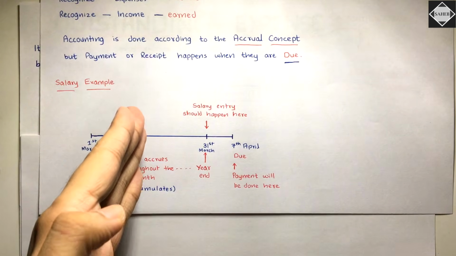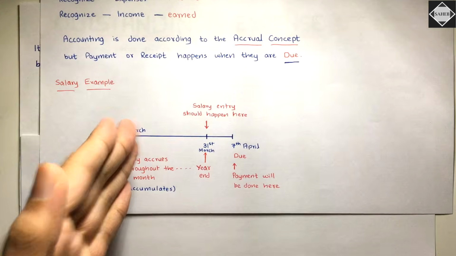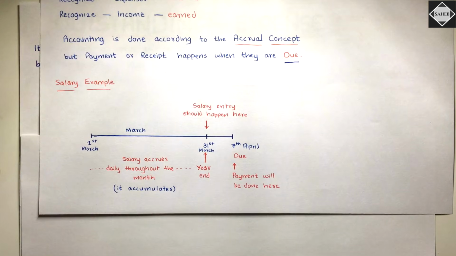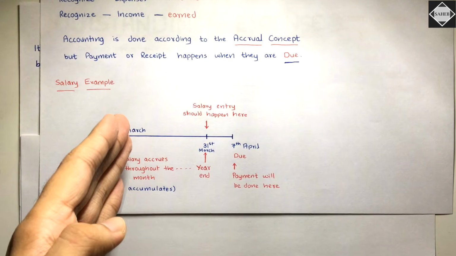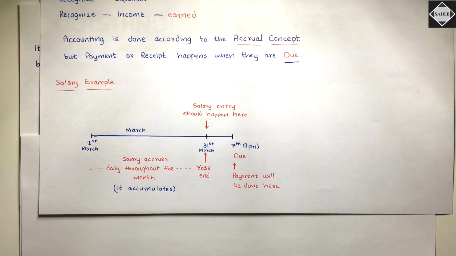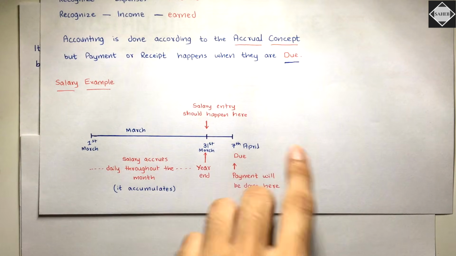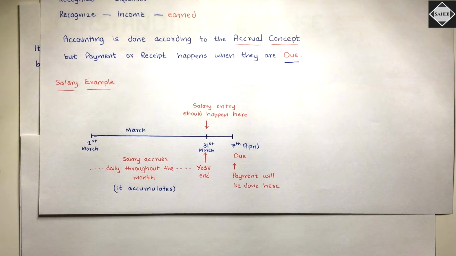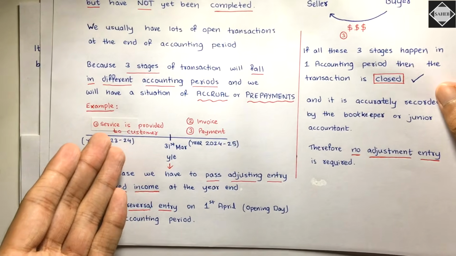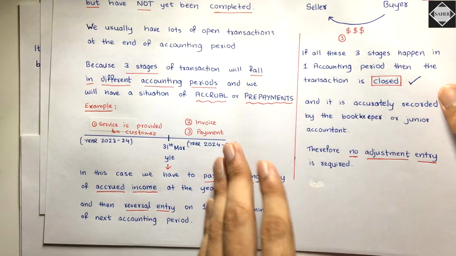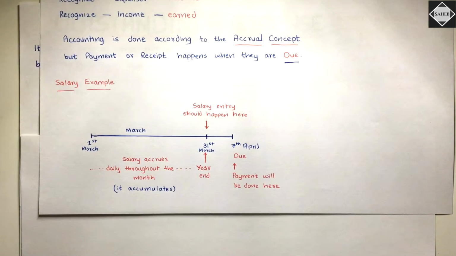Salary belongs to March, this accounting period. Employees worked for March, right? So salary was generated over here, it is getting paid over here. You see, stages of transactions are in different accounting periods. You can clearly see, isn't it? Here we said service is provided to customer, invoice and payment is over here. In this case also it's like that.